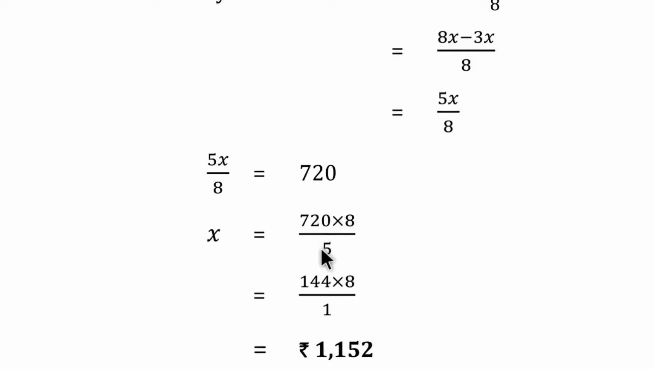So when you cancel this 720 with 5, it will cancel 144 times into 8 and 1 in the denominator after cancelling 5. So 144 into 8 is 1152, that is 1152 is the amount of money that he had at first, and that is the required answer.